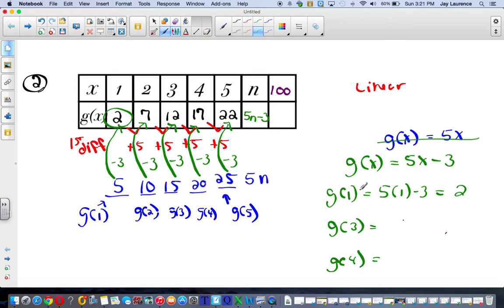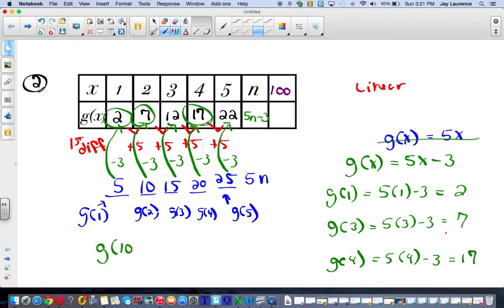I like that. g of 3 would be 5 times 3 minus 3, and I think that'll be 7. All right, 5 times 4 minus 3, and that'll be 17. Oh man, I'm on to something. I've got it. So now I can do g of 100.